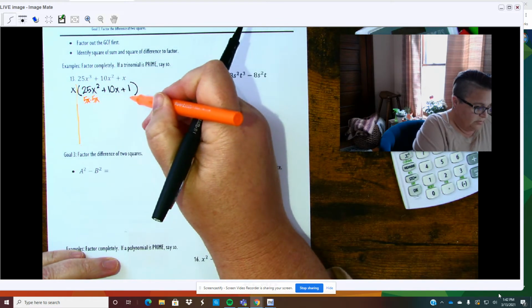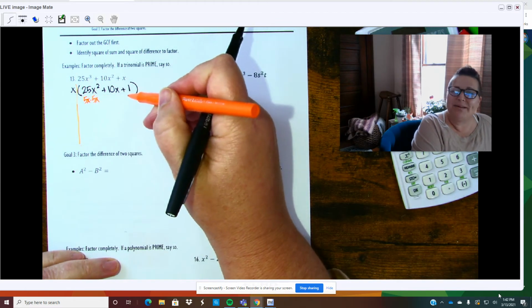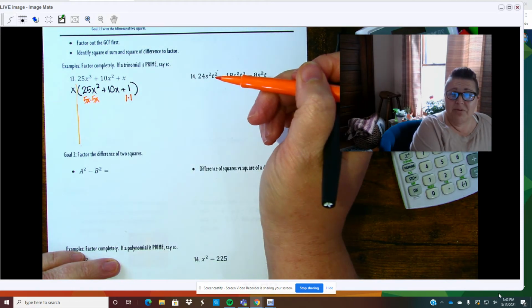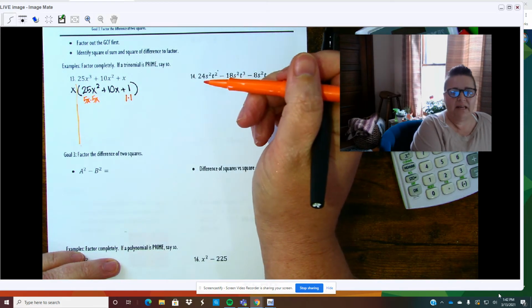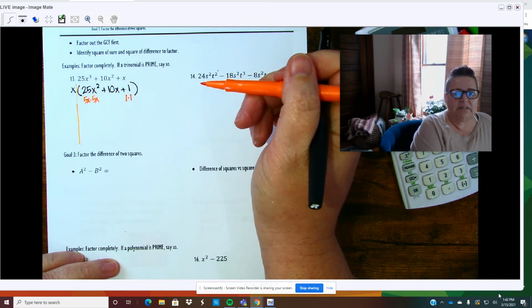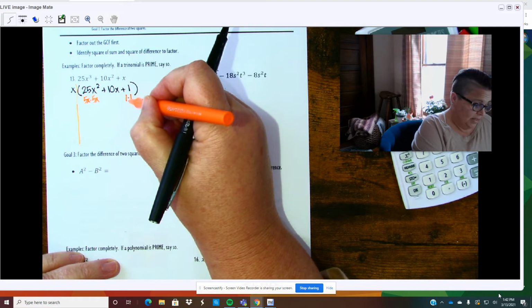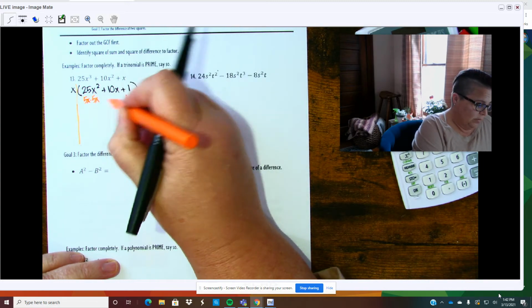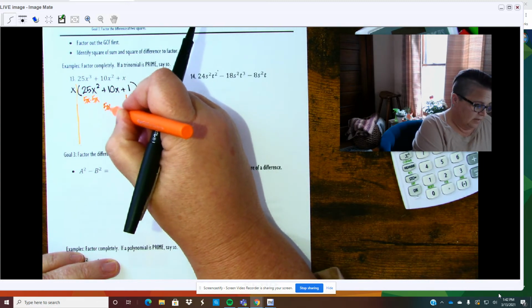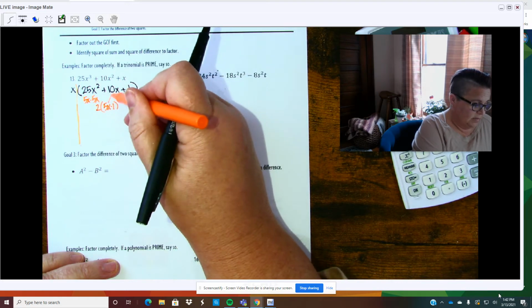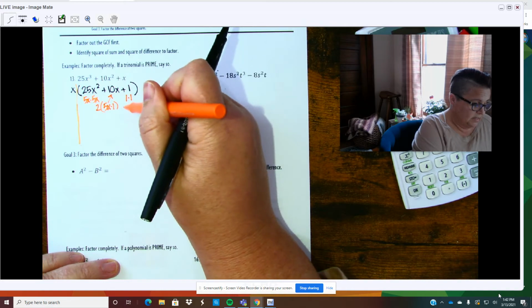Is 1 a perfect square? This one can be tricky. 1 is indeed 1 times 1. So 1 is a perfect square, although we don't often think of it like that. So I've got a perfect square to begin, and a perfect square to end. And then if I multiply one from each, 5x times 1, and I double it, do I get the middle term? Yes, indeed I do.